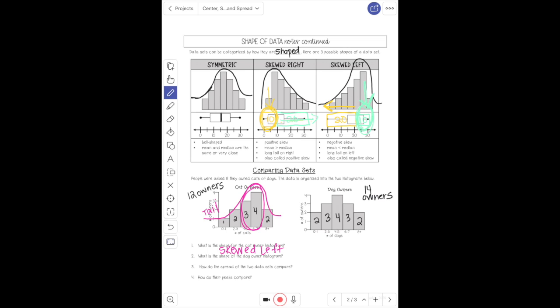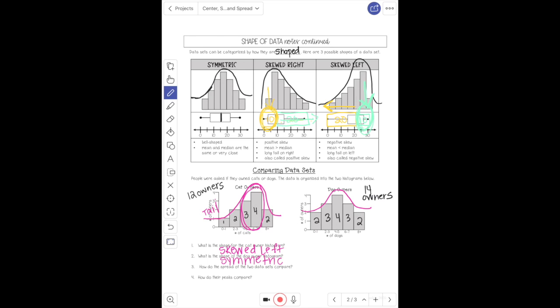Okay. So then it says, what is the shape of the dog runner? So I can clearly see right here that this is very symmetrical. So that's got that bell shape. So if it's symmetrical, that's the shape that we have. So it's symmetric. Then it says, how do the spreads of the two data sets compare?